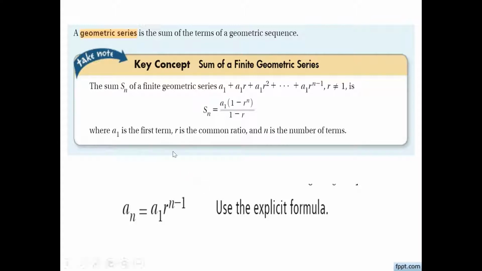We have here the explicit formula. When are we going to use the explicit formula? If our given has no number of terms, and usually it comes with the sigma or the summation. So if we have a number of terms or sigma, we don't need to use this explicit formula. Okay, we will go directly to the sum formula, which is S sub n equals a sub 1 times 1 minus r raised to n all over 1 minus r.